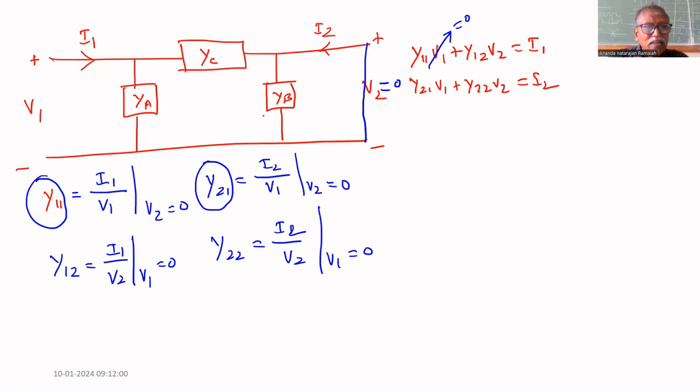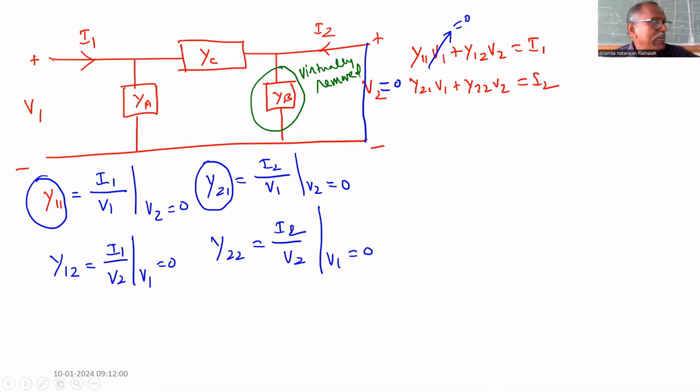Now, what is the relation between V1 and I1? This becomes immaterial. YB is not in the circuit. Am I correct or not? YB is virtually not in the circuit, because already we short circuited these two ends. The current always chooses the short circuit path rather than YB. That's why YB is virtually removed from the circuit. We need not bother about YB.